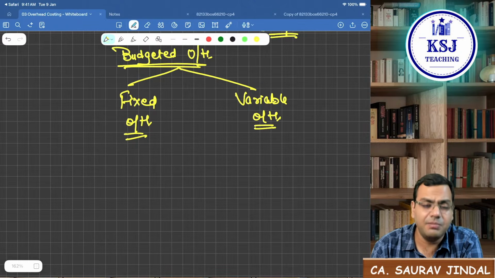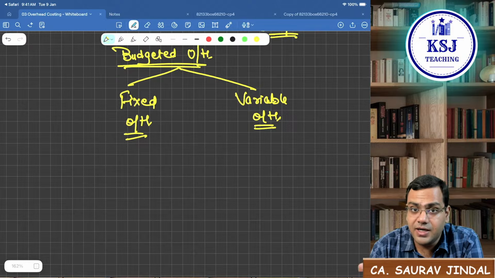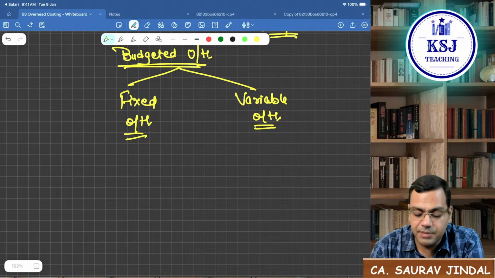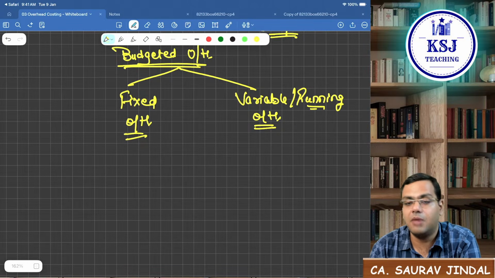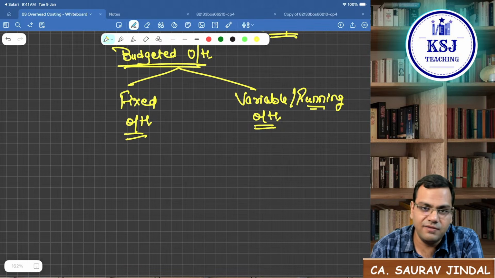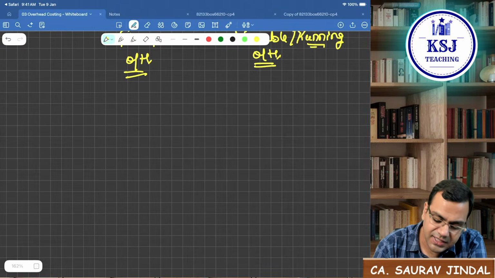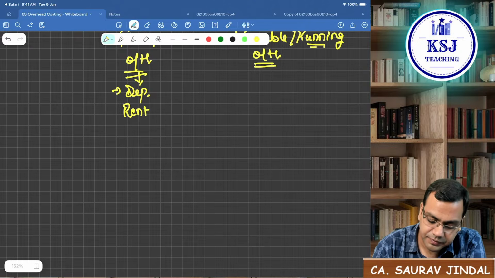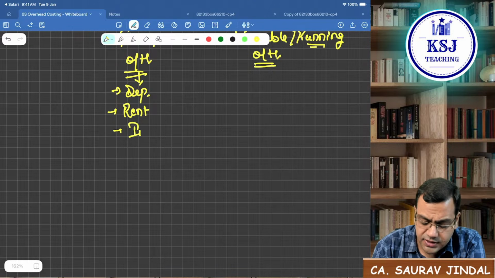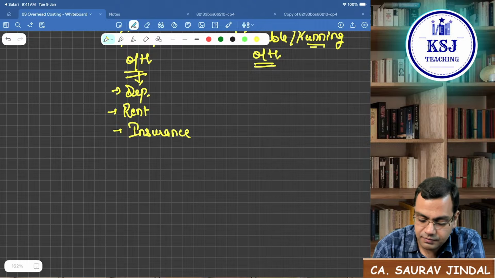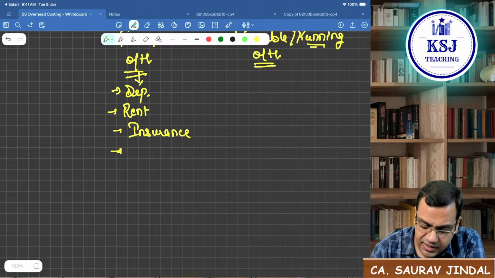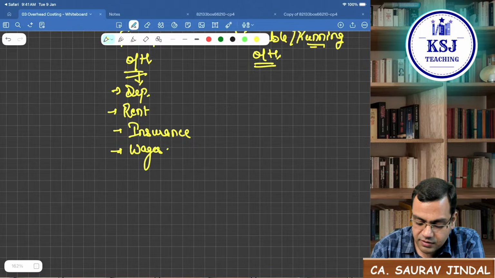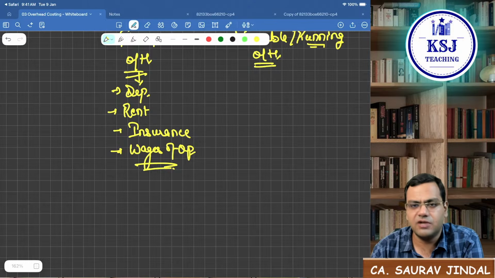Fixed overhead means these overheads are not dependent upon the running of machinery. Variable, also called running overheads, are dependent upon the running of machinery. If the machinery is running, the cost will be there. Fixed overheads can be like depreciation, rent of the machinery, insurance. If there is any salary or wages of the operator, which are of fixed nature, that is also fixed.